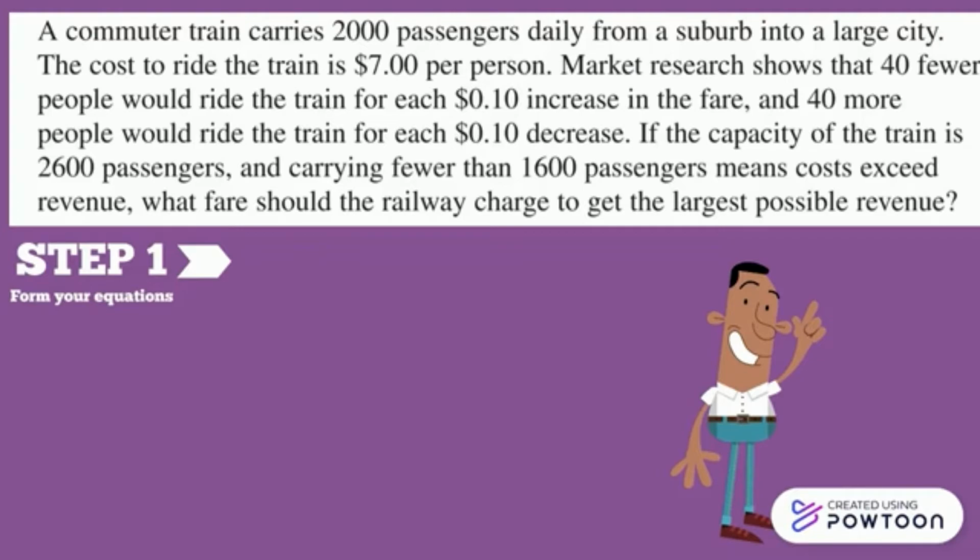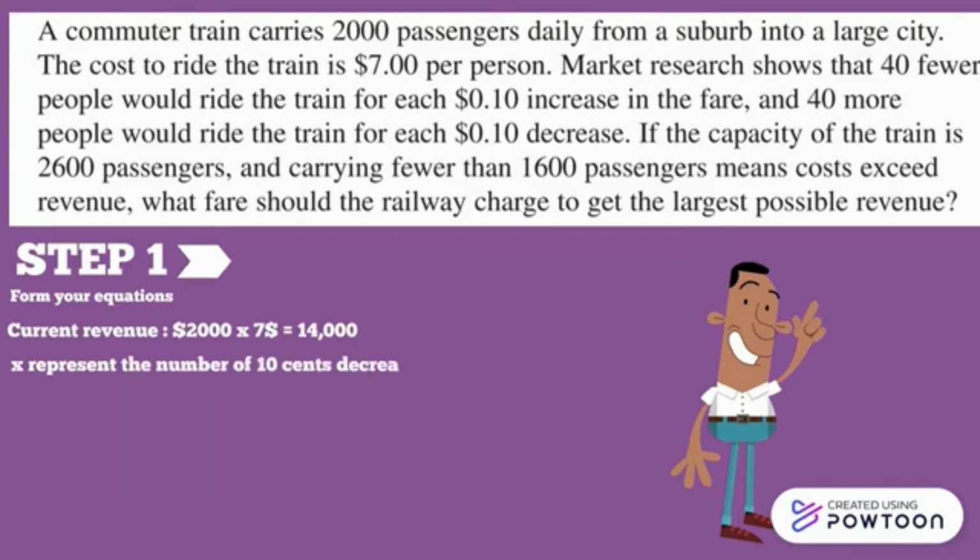If the capacity of the train is 2,600 passengers and carrying fewer than 1,600 passengers means cost exceeds revenue, what fare should the railway charge to get the largest possible revenue? Right now, the revenue is 2,000 times $7, which is $14,000. To calculate the largest possible revenue, we let x represent the number of 10-cent decreases in the fare.